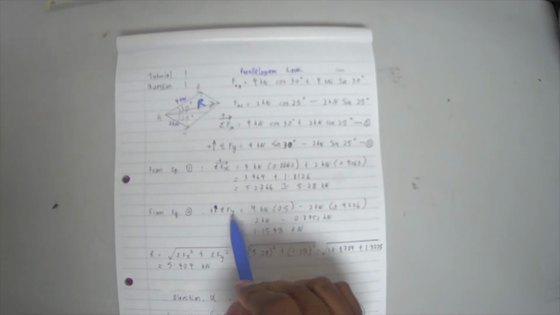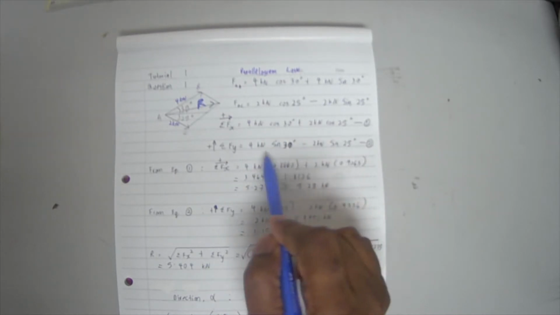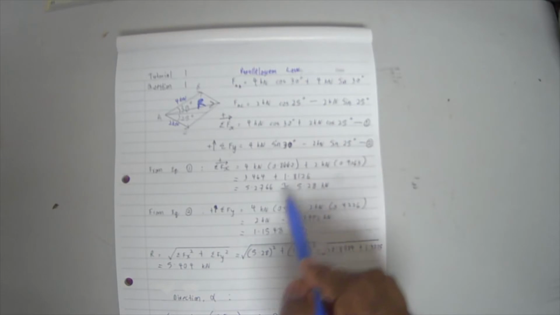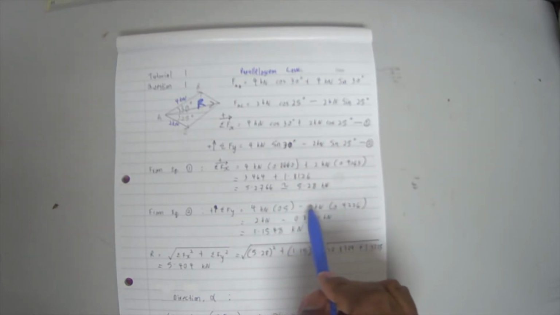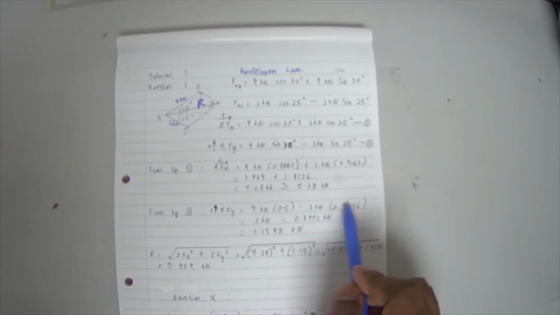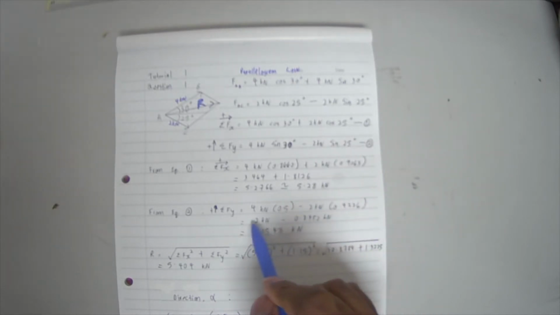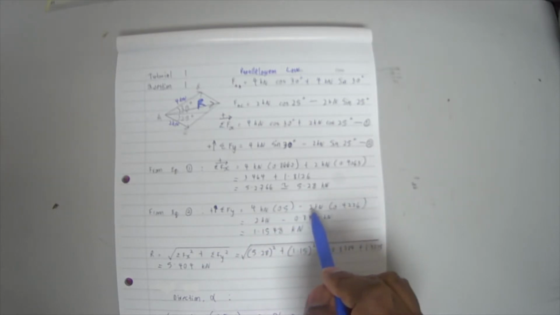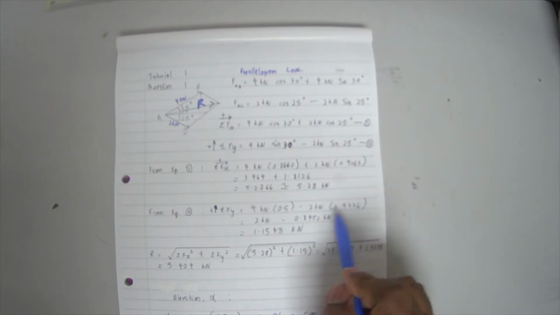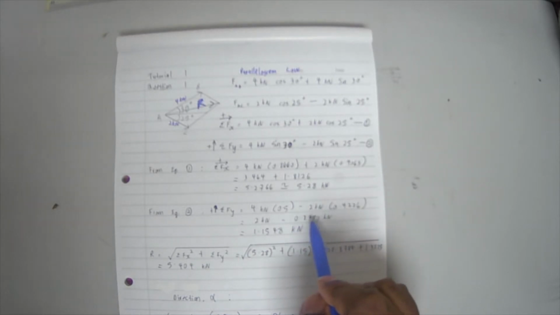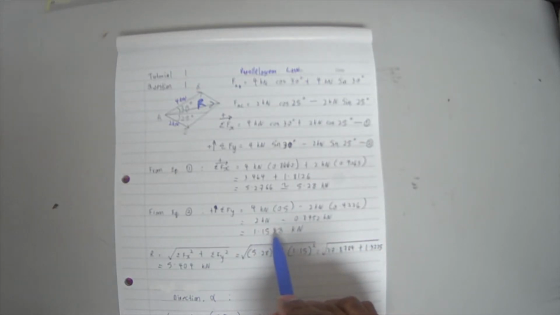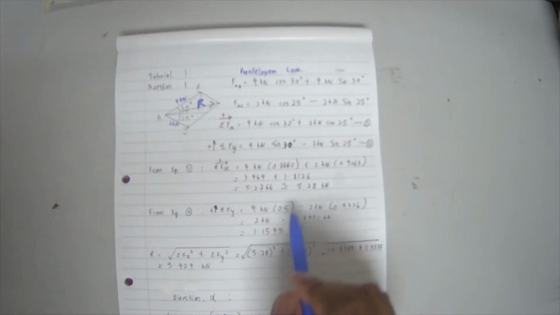The y-axis is the same. We solve 4 kilonewton times sin 30, which is 0.5, and negative 2 kilonewton times sin 25, which is 0.4226. So 4 times 0.5 is 2 kilonewton, minus 2 times 0.4226, which is 0.8452. So 2 kilonewton minus this value, we get 1.1548 kilonewton. So we have solved for the y-axis and x-axis.